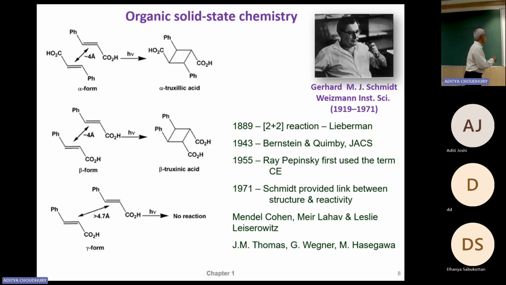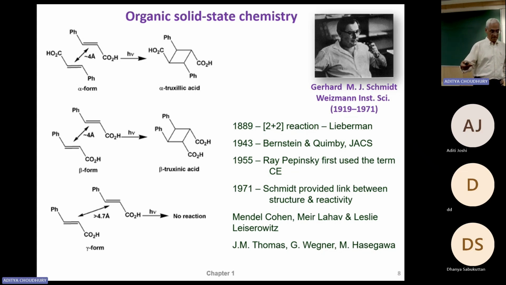So what happens if you take a single crystal and do a reaction? At the end of it, you get another single crystal. This is called a single crystal to single crystal reaction. The other thing is, he proposed what he called Schmidt's rule. Why is it so important?